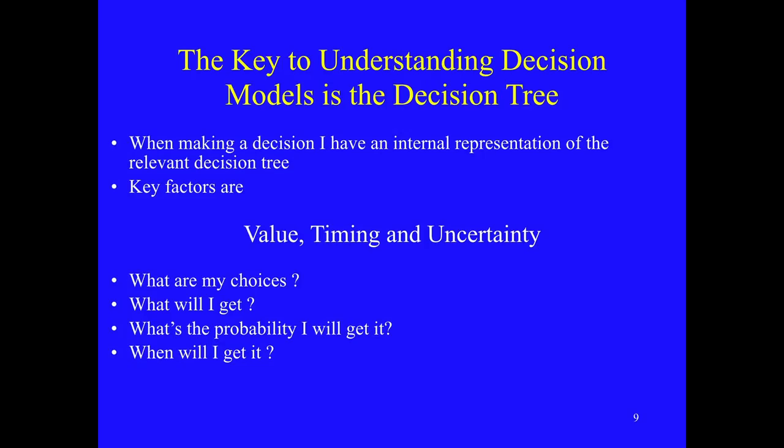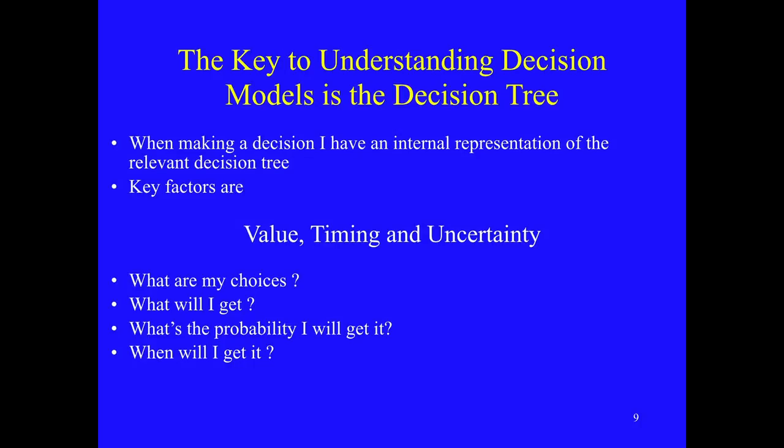So since decision-making can be made mathematical through economic modeling, maybe this is the way that we can pull it all together. The key to understanding decision models, however, and here's where we're getting a little bit of a lecture on decision models, is that when you make a decision, we actually have internally in our brain a kind of something called a decision tree, and I'll show you that in a moment.